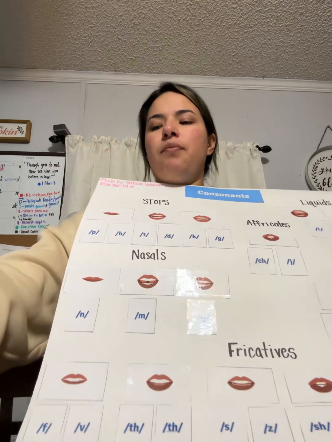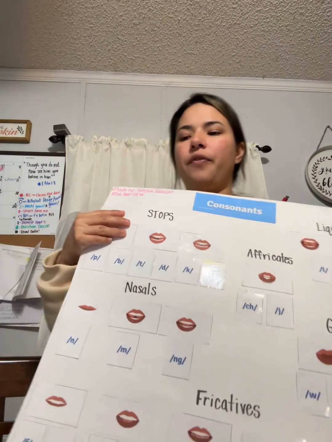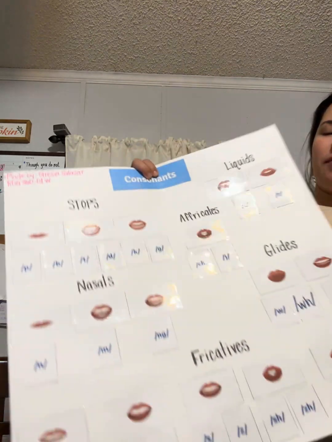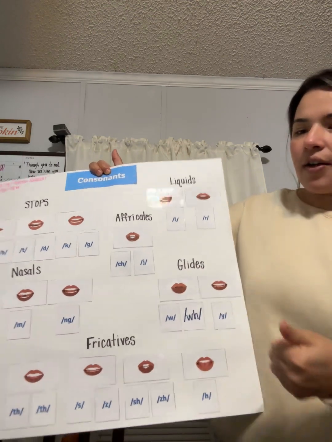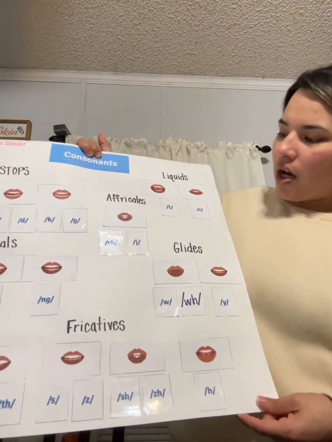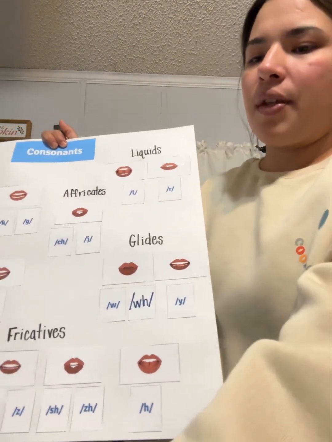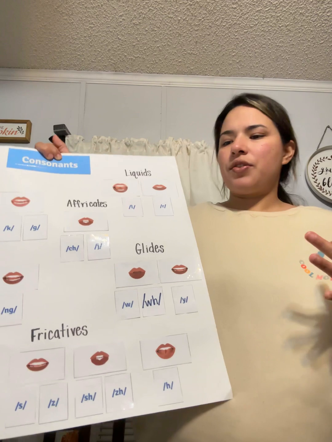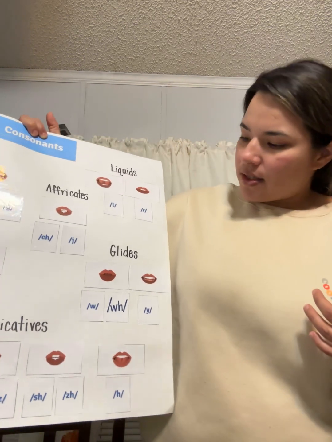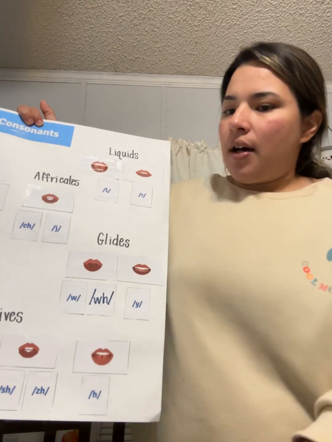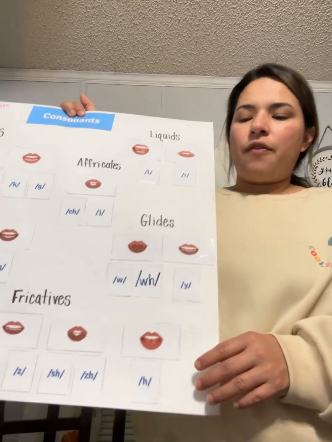Affricates begin with a stop and end with a fricative. So that means it goes ch and j. Glides, we know that there's no friction, it's just airflow. It changes the sound produced by the placement of the tongue. And then liquids: the tongue creates a partial closure and the mouth redirects the airflow.